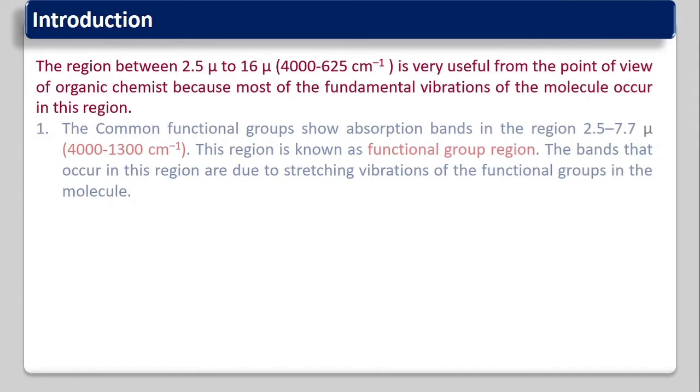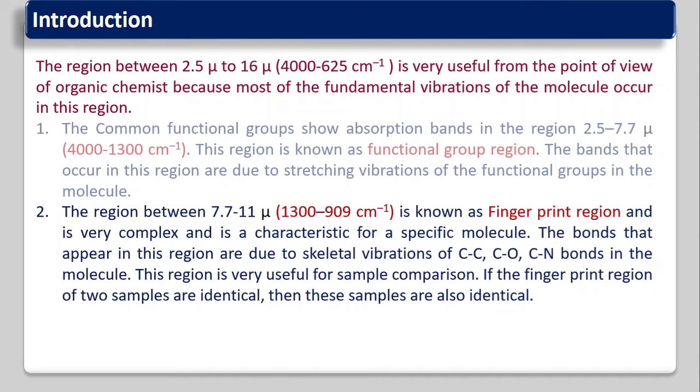The next region is the region between 2.7 to 11 micrometer, that is 1300 to 909 centimeter inverse. This is known as the fingerprint region, and this is very complex, and it's characteristic for specific molecules. No two molecules have the same spectra in this region. The bands that appear in this region are due to skeleton vibrations, that is carbon-carbon single bond, carbon-oxygen single bond, carbon-nitrogen single bonds in the molecules.